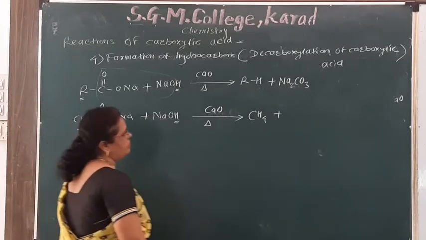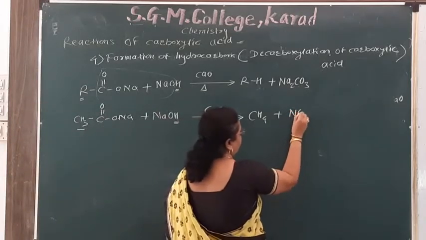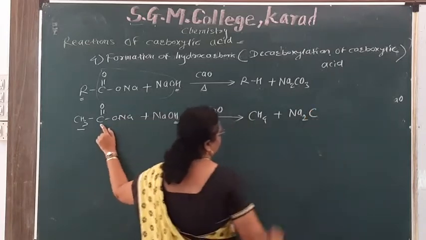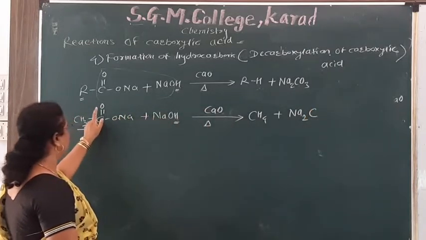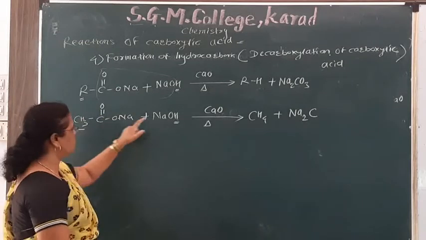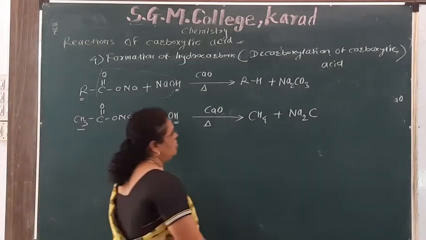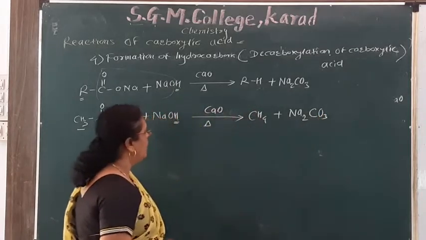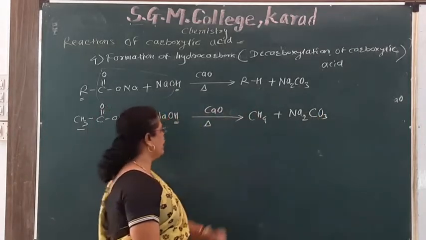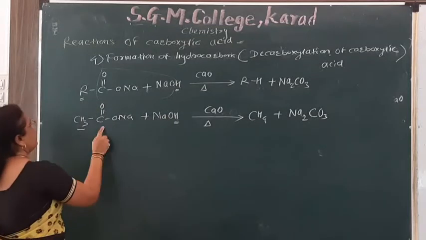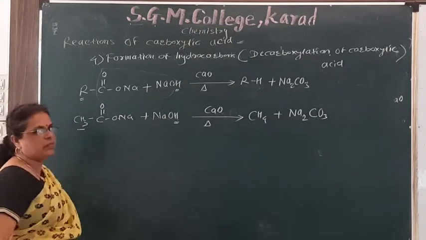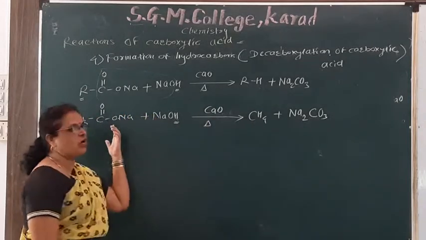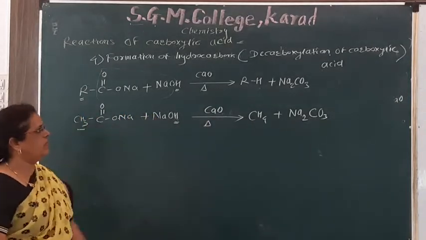Na2 and the carbon, that is Na2CO3. The oxygens are 1, 2, 3, so three oxygens means Na2CO3. In the product only one carbon atom is present, while in the reactant 2 carbon atoms are present, which means one carbon atom is less than its corresponding carboxylic acid.